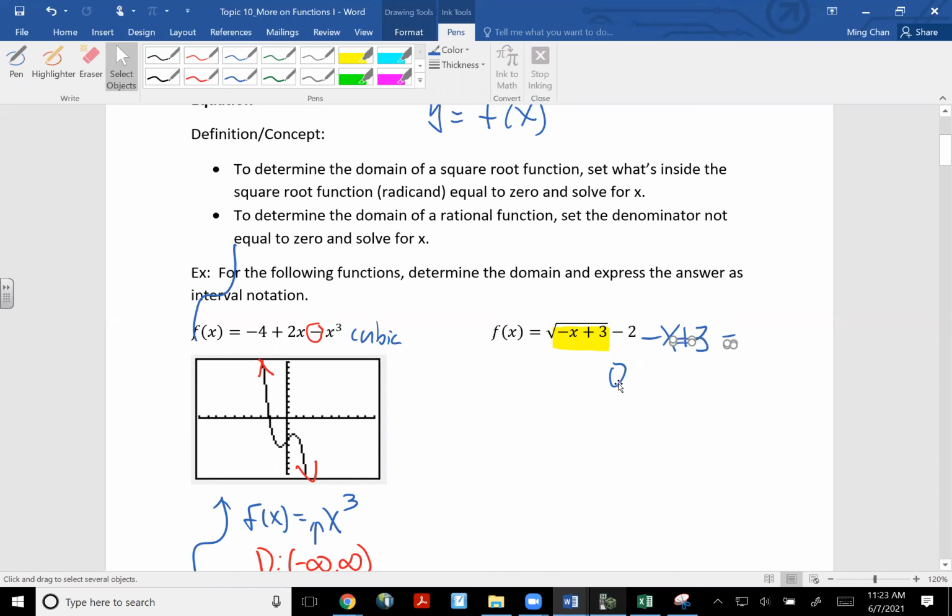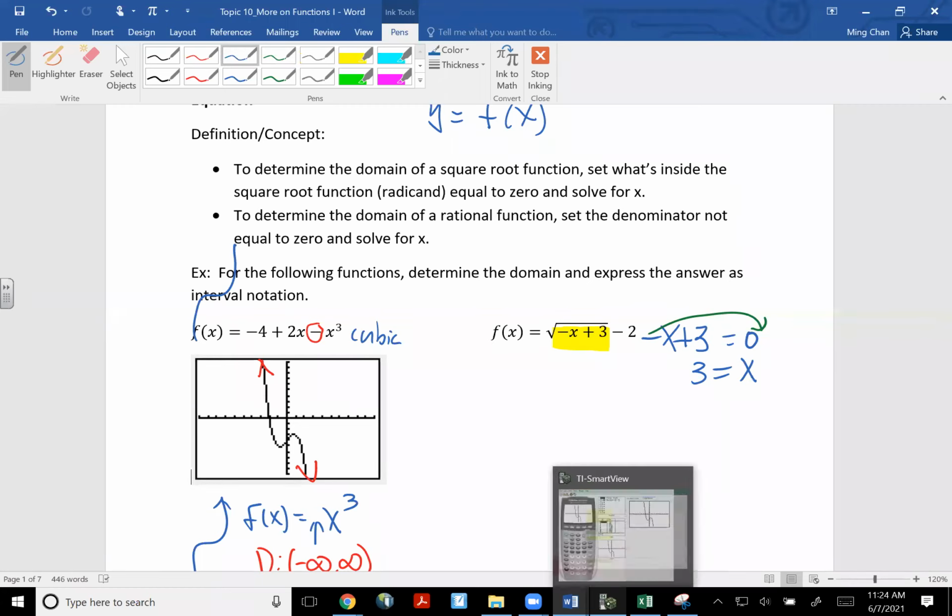All right, since my variable is negative, I'm going to move the negative x over, and it instantly becomes positive 3. All right, so my x is 3, right? But I'm still not quite sure what my domain is until I graph it.